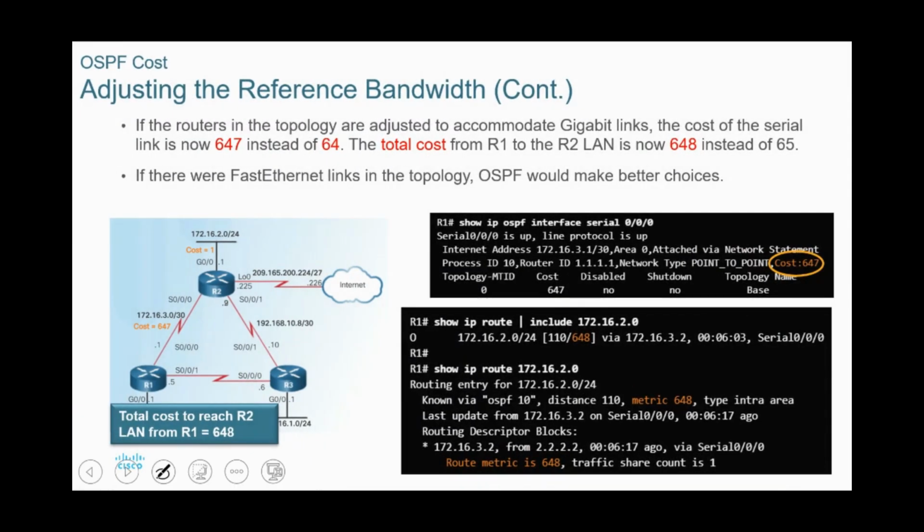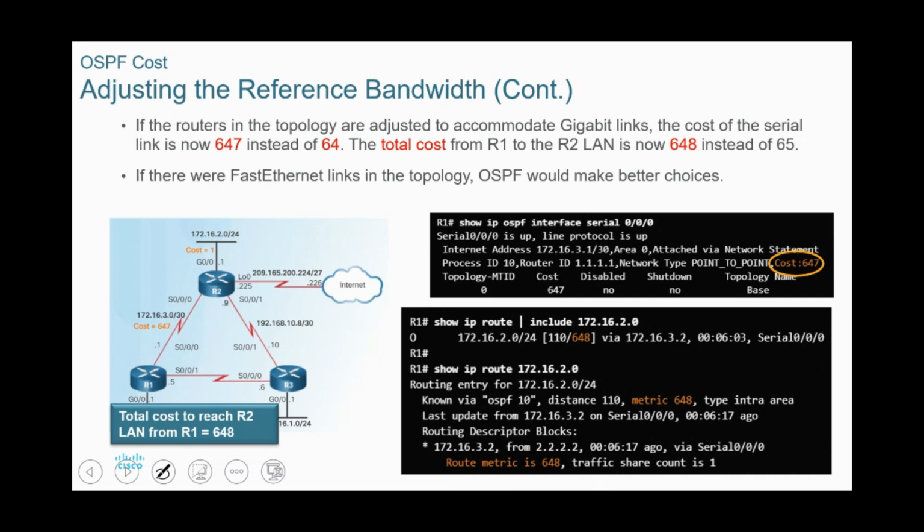Okay, so after you adjust the reference bandwidth, if you look at the topology again, you can show the IP OSPF interface, like R1. Okay, originally R1 is using the 64, but after you adjusted to 1000, your routing table will straight away be auto adjusted and your cost path will become 647.